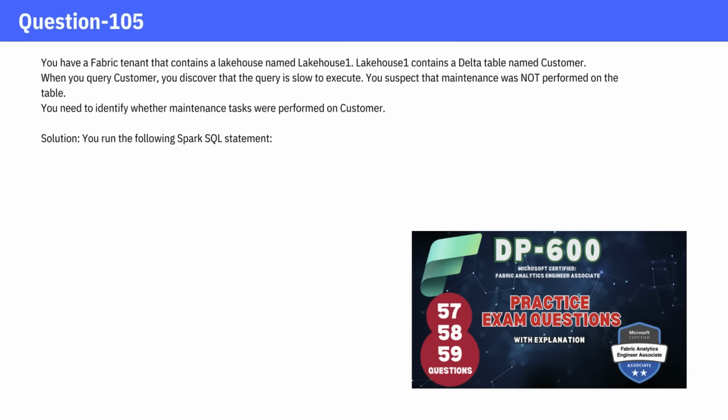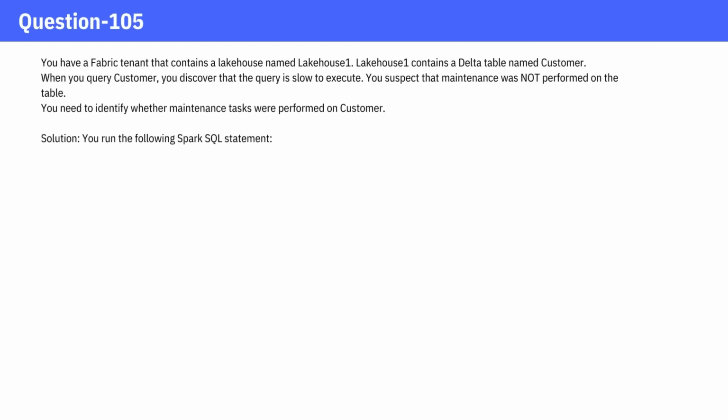This is one of the questions I missed in the question series of 57, 58, and 59. So here it is. You have a Fabric tenant that contains a Lakehouse named Lakehouse 1. Lakehouse 1 contains a delta table named Customer. When you query Customer, you discover that the query is slow to execute. You suspect that maintenance was not performed on the table. You need to identify whether maintenance tasks were performed on Customer.